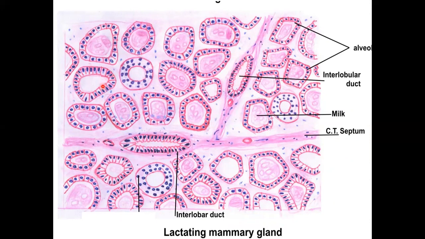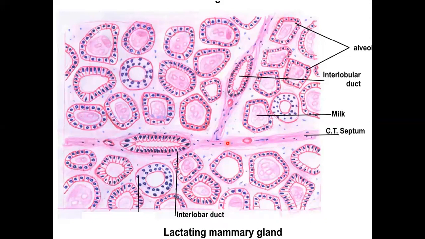The lactating mammary gland is characterized by the presence of numerous alveoli and numerous duct systems, but the most important characteristic of the microscopic appearance, as you see here in the diagram, is the presence of vacuolated milk. This is the vacuolated milk. Alveoli lined by columnar epithelium.